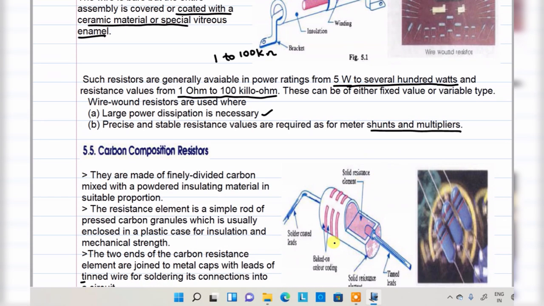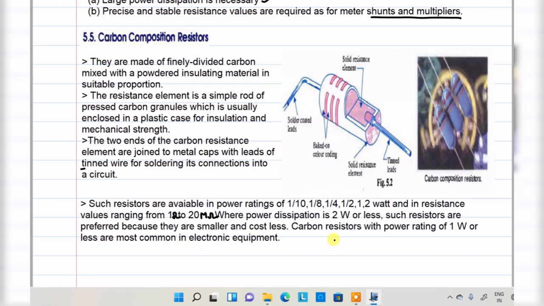Then we are moving to the next one, the carbon composition resistor. Most electronics students will have seen these resistors in your EDC lab.